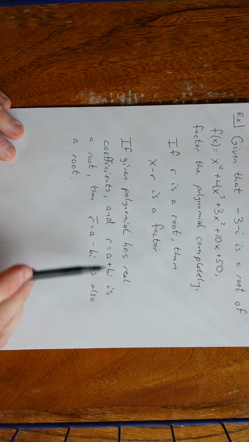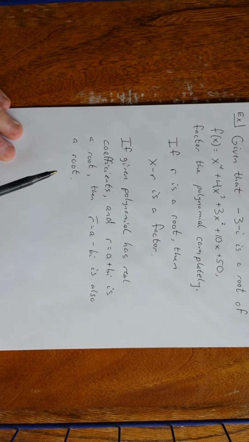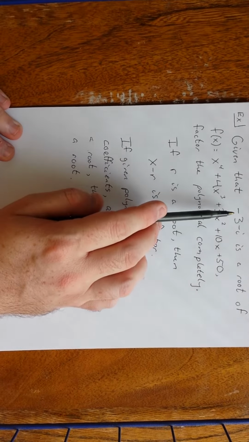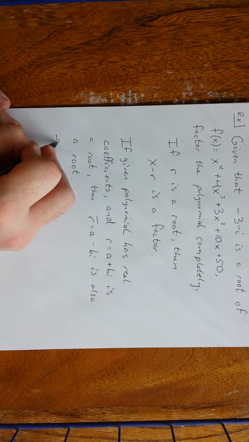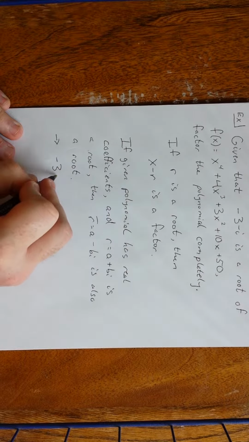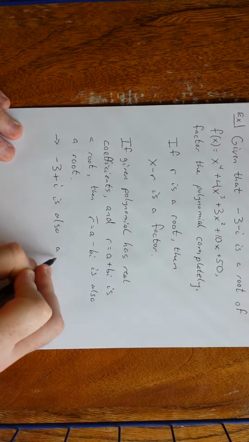If a given polynomial has real coefficients and you have a complex root, then the complex conjugate is also a root. Now this one takes the form a minus bi, so a plus bi will also be a root. Big important thing for us in this problem is that negative 3 plus i is also a root.